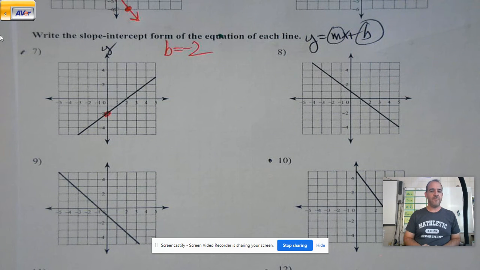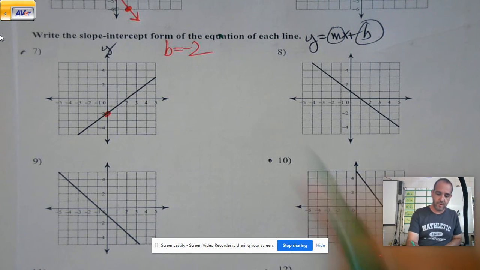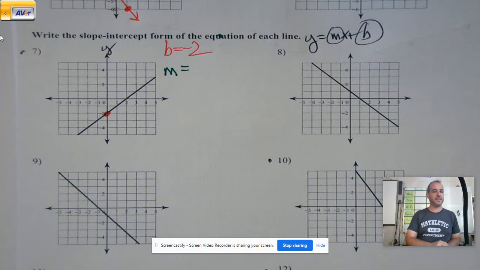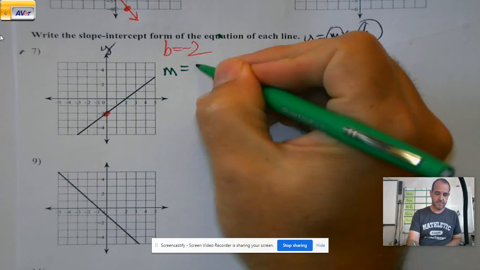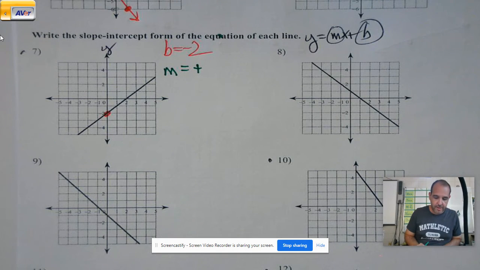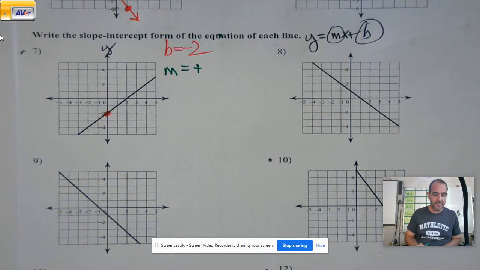Okay. Now, how do I find my slope? Well, here's one thing I know. It's going up to the right. So is it positive or negative? Positive. Now, the other thing I've got to do is find myself one more point so I can count. So where do I find these points?